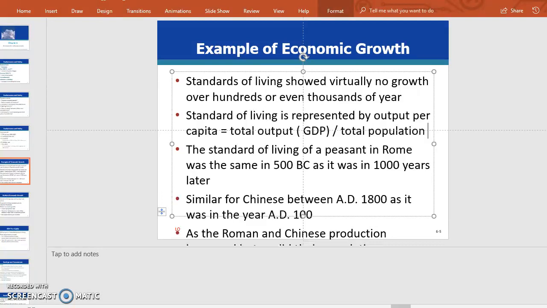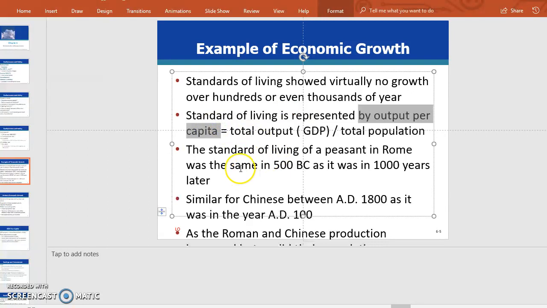And for a long time in human history, for thousands of years, total population increased and total output also increased, but the increase was very close. The technology remained low, and there was no Industrial Revolution. As a result, the standard of living, which we measure by output per capita, remained fixed for a long time.